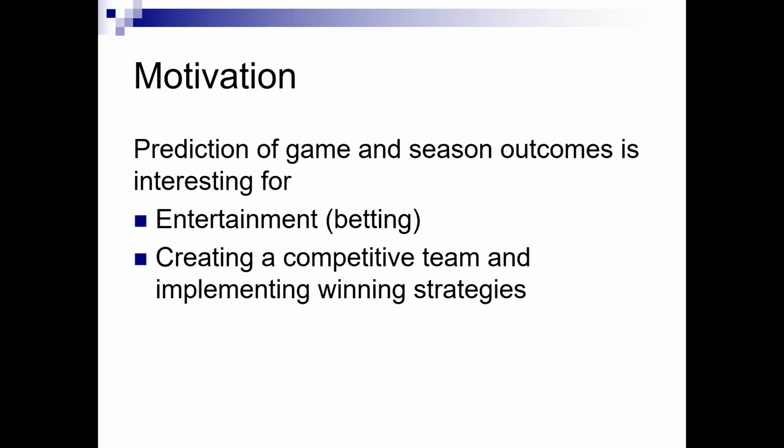So in this paper, we look at prediction of game and season outcomes. And this is interesting for the entertainment industry, which includes the betting companies. Much money is spent every year on betting on game and season outcomes, and thus being able to predict the results of individual games or the league is important. Also for clubs, understanding the critical factors of winning games and championships is important for creating a competitive team and for implementing winning strategies. And this paper focuses on such predictions for the NBA.